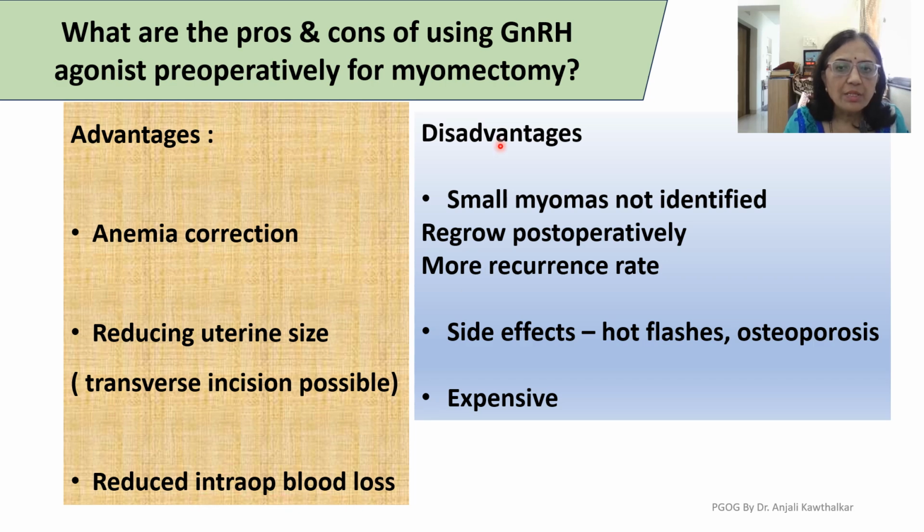But the important disadvantages are that small myomas are not identified if we use the GnRH agonist preoperatively. These small myomas regrow postoperatively, so there is an increase in the recurrence rate. And it is associated with important side effects such as hot flashes, and if given for greater than 6 months, it leads to osteoporosis, and the drugs are expensive.